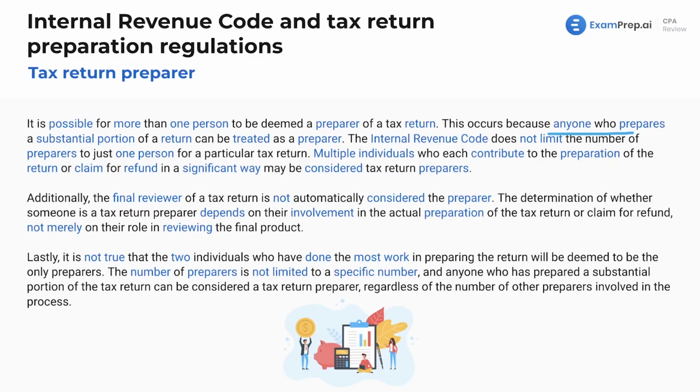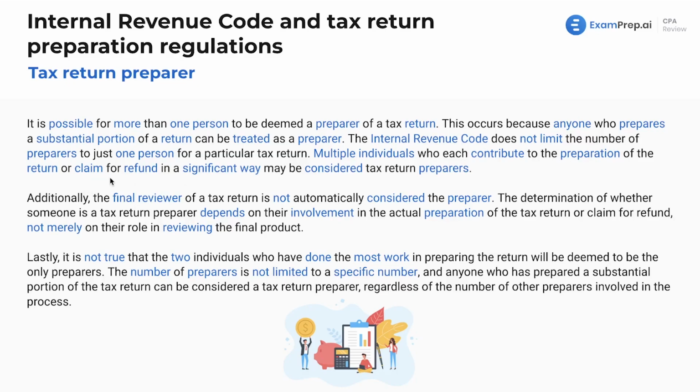Now, it is going to be possible for more than one person to be deemed the preparer of a tax return. We did talk about that a little bit, thinking more so about big accounting firms. This occurs because anyone who prepares a substantial portion of a return can be treated as a preparer. Now, the IRC does not limit the number of preparers to just one person for a particular return. That's something to know. And we did talk about this, but it's reiterating again. Multiple individuals who each contribute to the preparation of the return or claim for a refund.